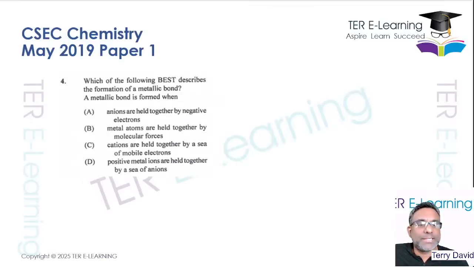People say the answer is C. Let's check that. So we're talking about metallic bonding here. With metallic bonding, we have positive metal ions held together by a sea of electrons. So if you look at the answers here, the only one that kind of makes sense is going to be C, because positive metal ions are referred to as cations, and they are held together by a sea of mobile electrons. So yes, the answer is going to be C for this one here.